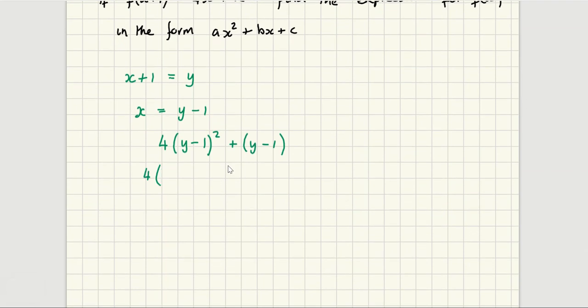So what does that become? 4 times y squared minus 2y plus 1, plus y minus 1. So we've got 4y squared minus 8y, but plus a y gives me minus 7y. 4 times 1, but minus 1 is plus 3. But then obviously being a function in its own right, we swap the x and y. 4x squared minus 7x plus 3. Okay, so nice, efficient, mate.